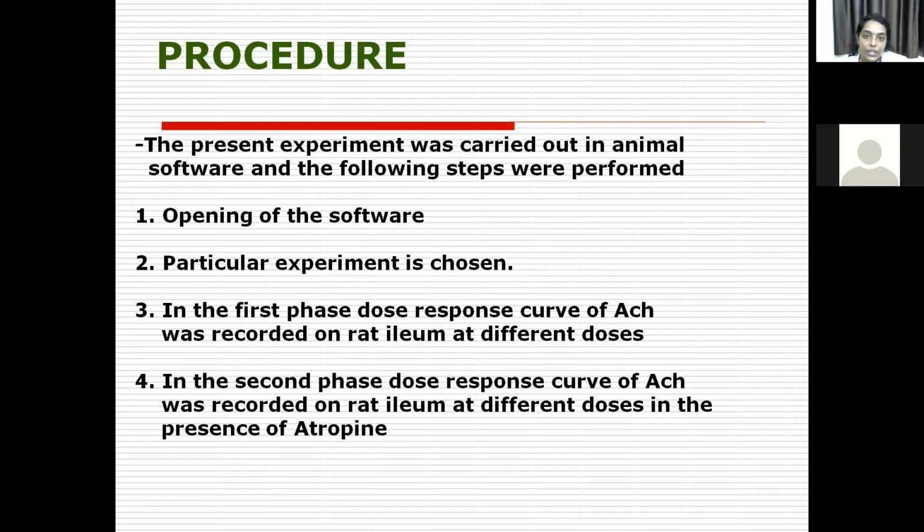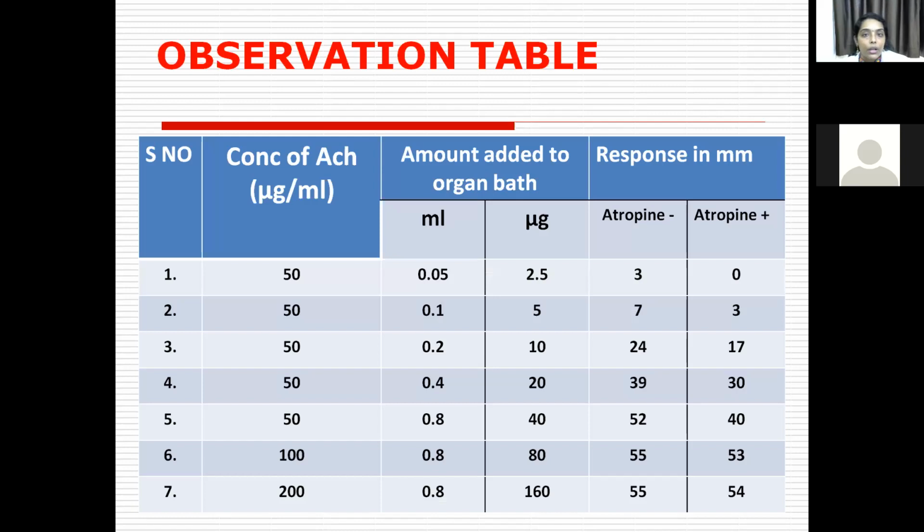In the first phase, dose response curve of ACH was recorded on rat ileum at different doses. Then in the second phase, you plot the same dose response curve of ACH on rat ileum at different doses in the presence of atropine. So how does the presence of atropine affect the dose response curve of ACH? We will see that. So this is your observation table.